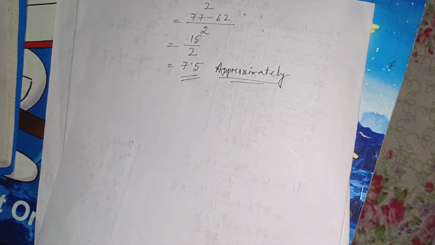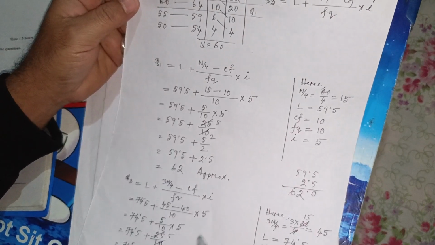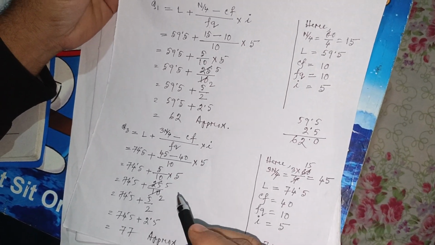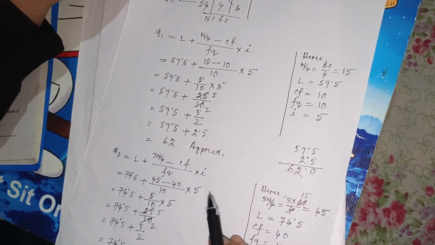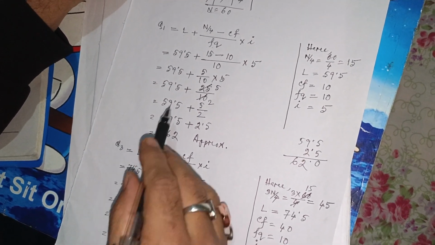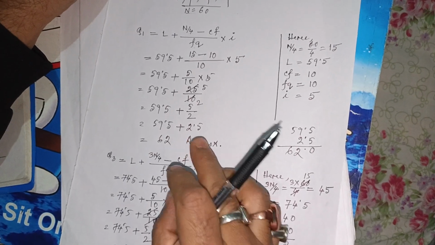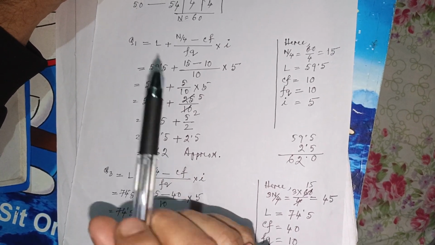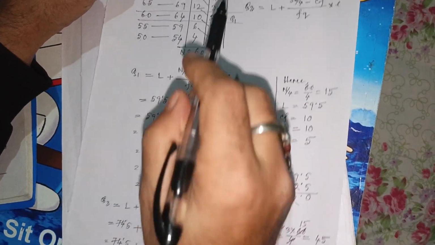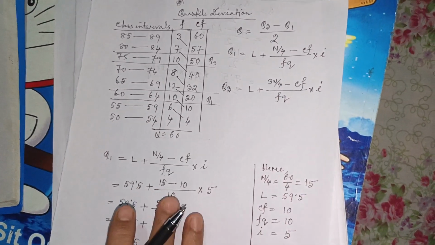Okay, so very easy one. Just the calculation will be lengthy, but the same process, same method you have to apply. Either first quartile or third quartile, anyone you can calculate first, but you have to calculate both. After getting these two, you have to put the values in the main formula for quartile deviation, Q3 minus Q1 divided by 2. In this way, we can calculate it.